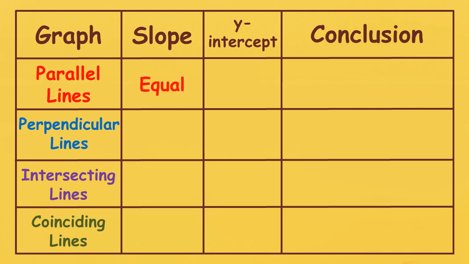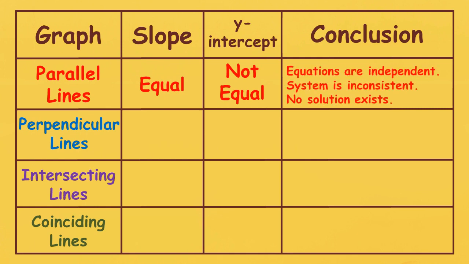Ang slope ng parallel lines ay equal. Ang y-intercept naman ay not equal. Ang conclusion sa ating parallel lines: equations are independent, system is inconsistent, no solution exists. Number 2 is perpendicular lines.